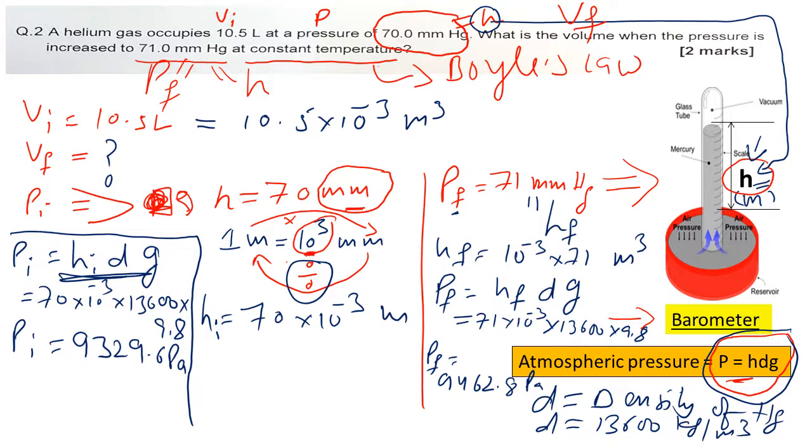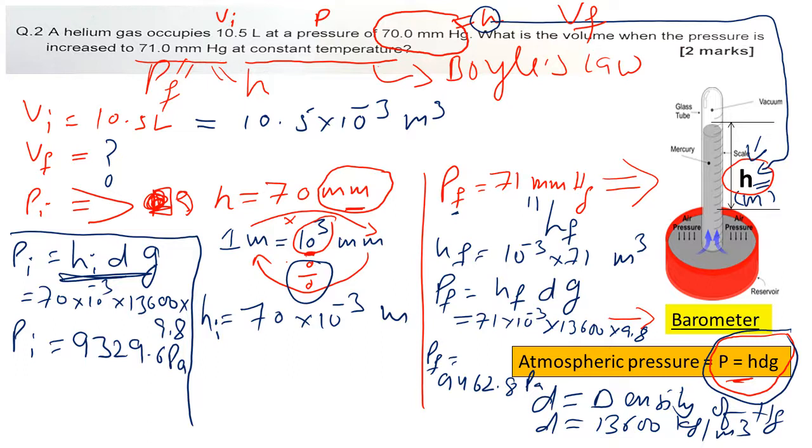So when I put all the values here, this is 70 into 10 to the power minus 3, and here it is 13,600, and this is multiplied by 9.8. When you calculate this value, the answer will come 9329.6, and it will come in Pascal. So this way we can calculate.